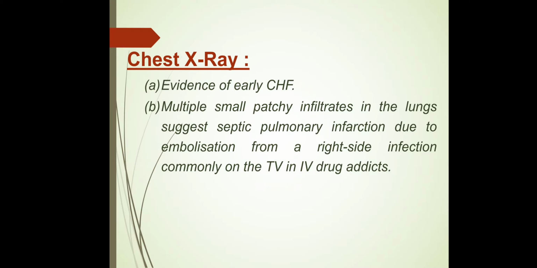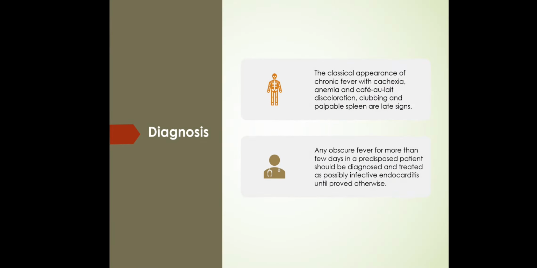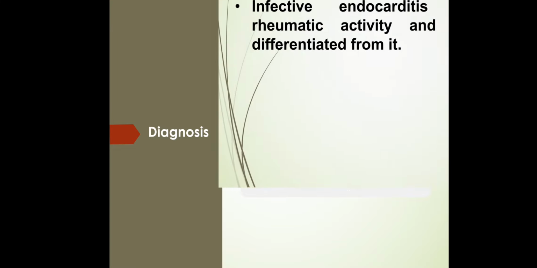As for the chest X-ray, it gives us a picture of early congestive heart failure. Also, it may demonstrate multiple small patchy infiltrates in the lungs, suggesting septic infarctions due to embolizations from a right-sided vegetation. The classical appearance of chronic fever with cachexia, anemia, café au lait discoloration, clubbing, and palpable spleen are late signs. Any obscure fever for more than few days in a predisposed patient should be diagnosed and treated as a possible infective endocarditis until proved otherwise.